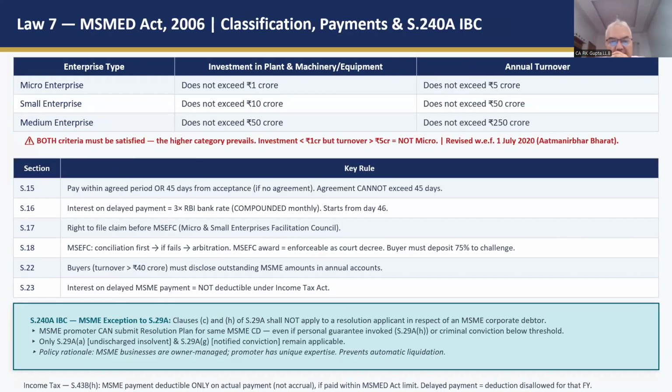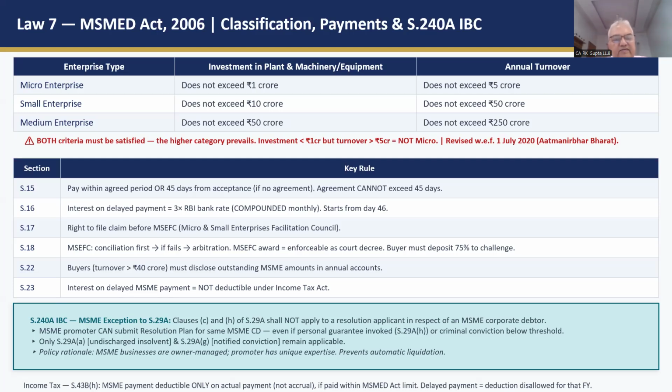MSMED Act. The definition has undergone changes from time to time. So micro enterprises, small enterprises and medium enterprises are covered. Investment in plant and machinery or equipment should not exceed 1 crore in case of micro, and turnover should not exceed 5 crores. In case of small enterprises, investment in plant and machinery or equipment does not exceed 10 crores and annual turnover does not exceed 50 crores. And in case of medium enterprises, investment does not exceed 50 crores and annual turnover does not exceed 250 crores.